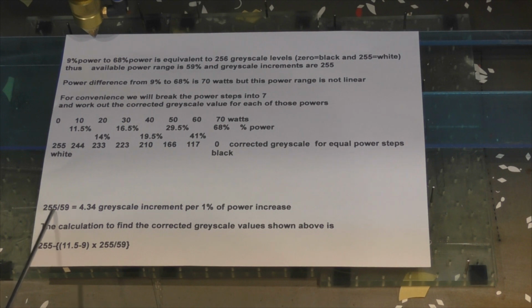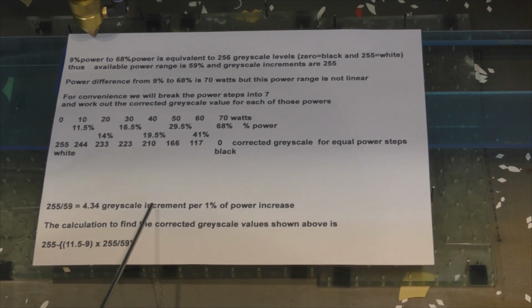And I've got 255 shades of grey that I want to fit into those 59%. That basically means I've got 4.34 grayscale increments per 1% power increase. Now that's the basic relationship that we need, and consequently the way that we're going to use that, that 255 divided by 59 is there, look, and that's the grayscale increments per 1%.